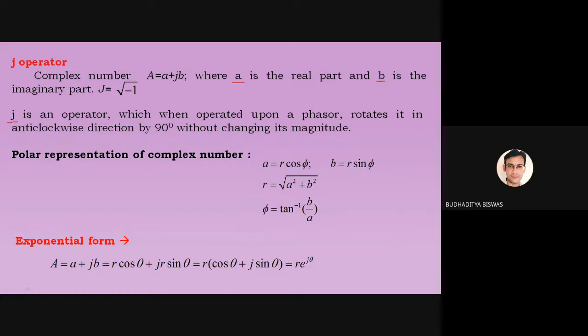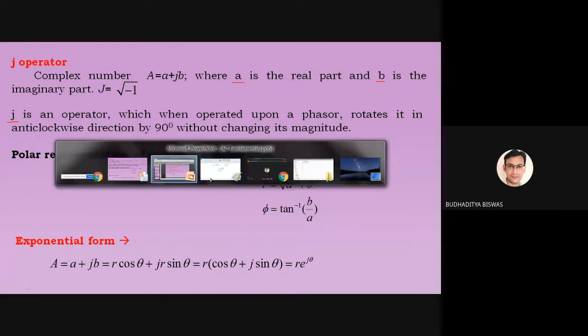So j is an operator which, when operated upon a phasor, rotates it in the anti-clockwise direction by 90 degrees without changing its magnitude. What is the meaning of this particular line? j is an operator, or you can say in mathematics i is an operator, which, when operated or multiplied with some phasor, rotates the phasor in the anti-clockwise direction by 90 degrees without changing its magnitude.